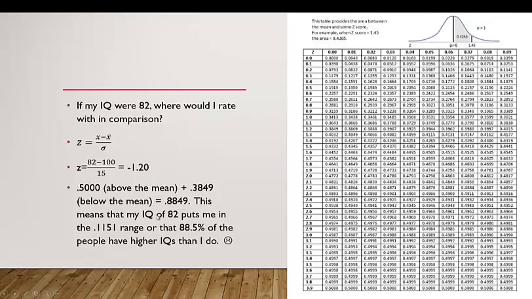This means that my IQ of 82 puts me in the 0.1151 range. We can subtract that from 1. Or that 88.5% of the people have higher IQs than I do. My interpretation, if this were the case, would be that I'm an imposter. So I think we can safely say that my IQ is a little bit higher than 82. Where that little bit comes into play, who knows?